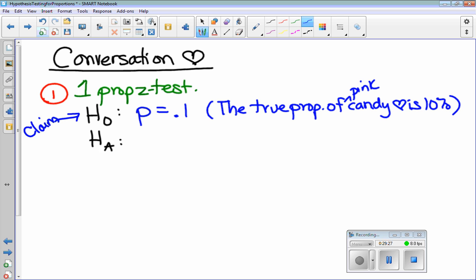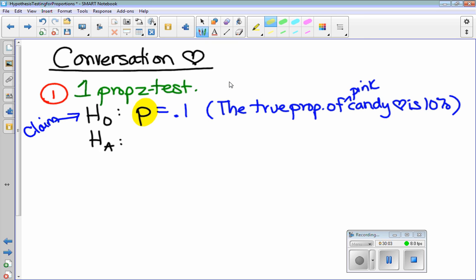Something else that's really important to take note of. The hypotheses are always, always, always written in terms of not the statistic, but the parameter, okay? So with p for proportions, for mu with means, it's the population parameter. The true population proportion is what we're trying to find, okay?